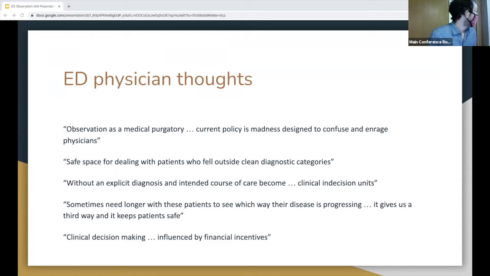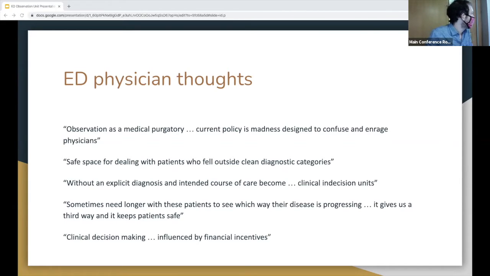We sometimes need longer with these patients to see which way their disease is progressing, and it gives us a third way to keep patients safe. And then it's clinical decision-making influenced by financial incentives. I think across this board, it's an acknowledgement that the observation unit is a potential useful option for emergency providers in terms of a disposition that's not admission or discharge, but it is kind of driven by these larger themes in medicine that are related around money.